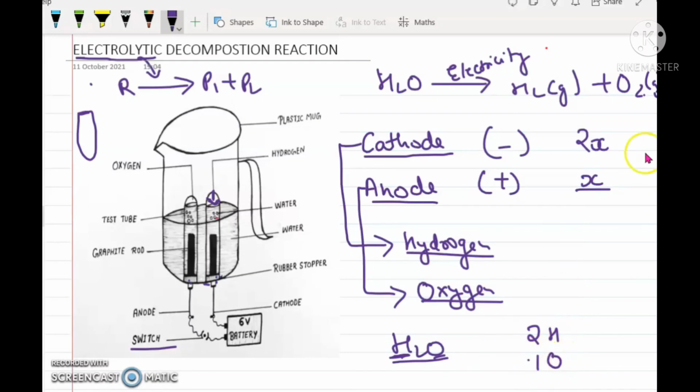That is the reason that the amount of gas being collected at the cathode, which is hydrogen, is also double the amount of gas which is being collected at the anode, which is oxygen. So please keep it in mind why the accumulation of gases at the cathode is twice as compared to the accumulation of gases at the anode.